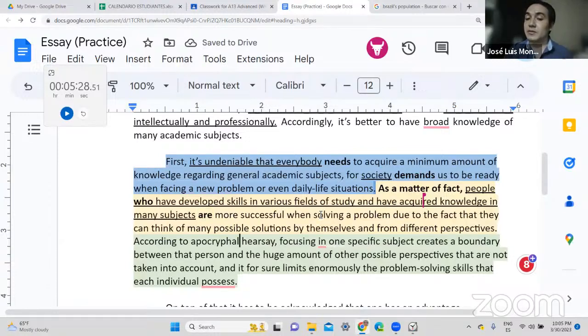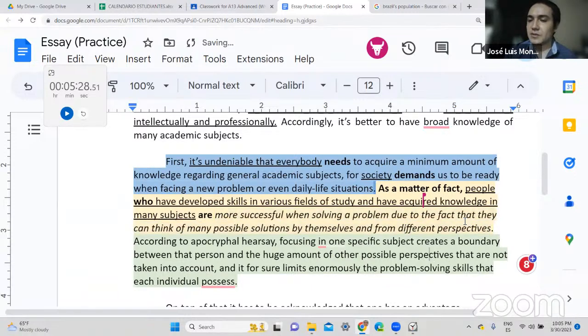Let's see. More successful when solving a problem, right? Due to the fact that they can think of... yes, "due to the fact" doesn't need a comma if it's in the middle, and here it is in the middle of this idea, right? So that they can think of many possible solutions by themselves and from different perspectives, right? So yes, all of this now is the complement. So it's a very big sentence with one big subject and one big complement. But if you organize the ideas where they are supposed to be, you don't use commas. All right, like in this case.